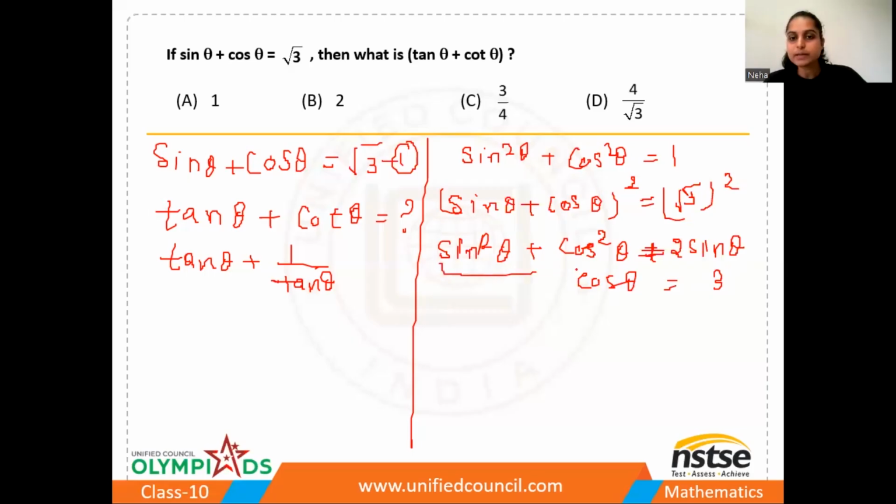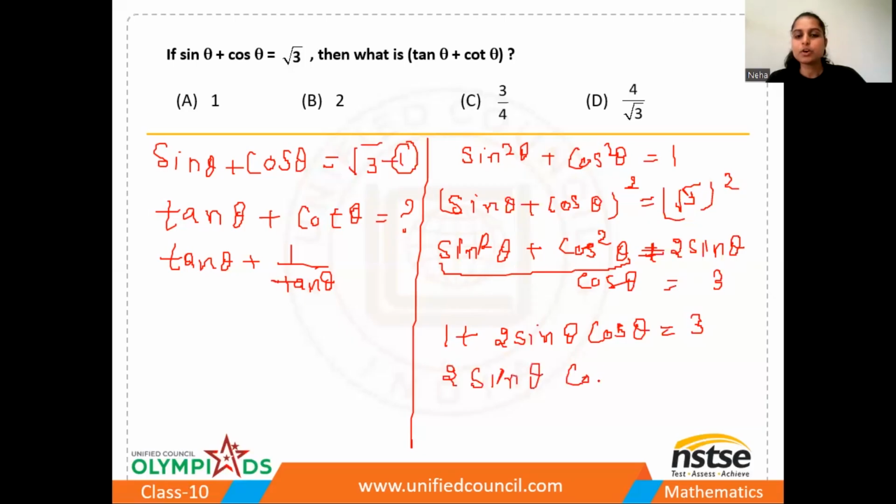Now, sin square theta plus cos square theta is what? It is 1. So I can say this is 1 plus 2 sin theta cos theta is equal to 3. Perfect one. Now we can also say that 2 sin theta cos theta is equal to 2 because 3 minus 1 is 2. So I can say that yes, sin theta cos theta is equal to 1. Perfect. Very good. So now I have the value of sin theta into cos theta and I need the value of tan theta plus cot theta. So how we can do this?